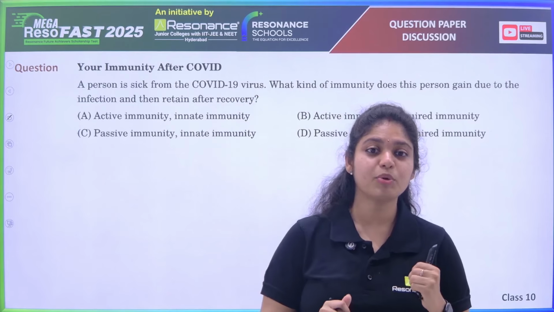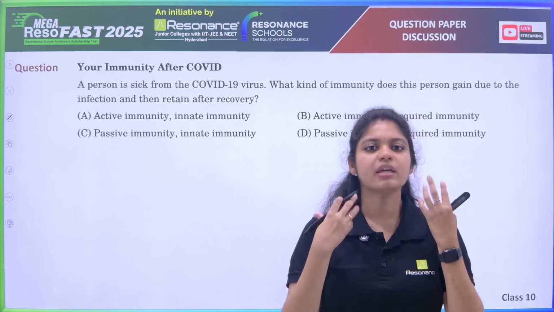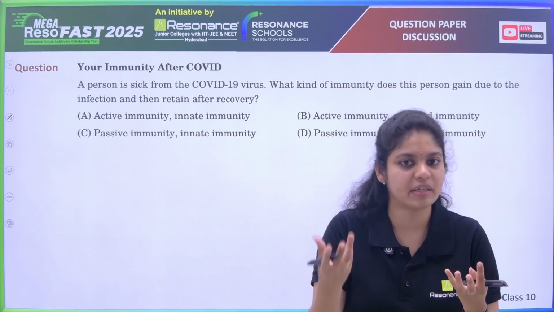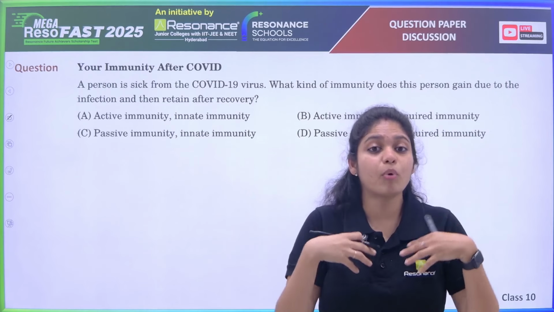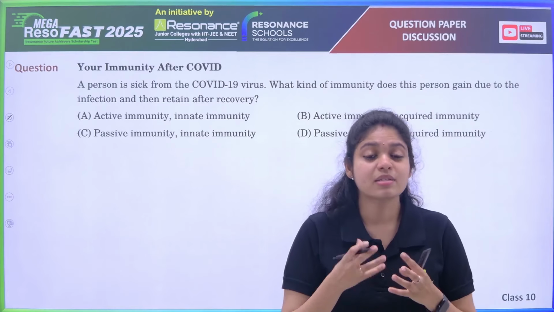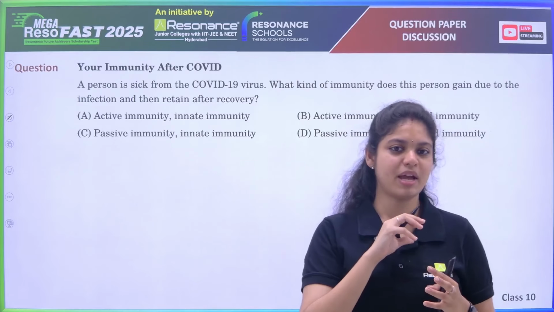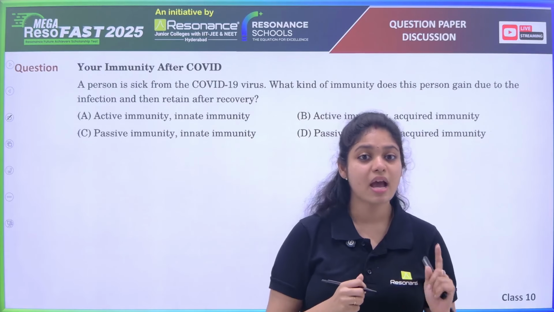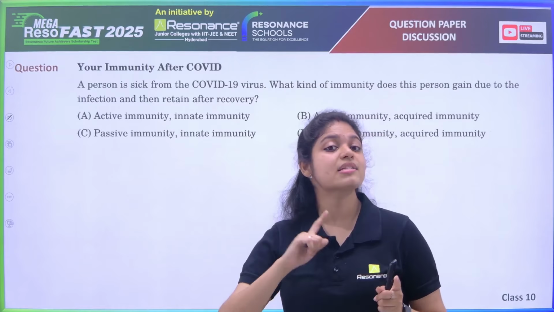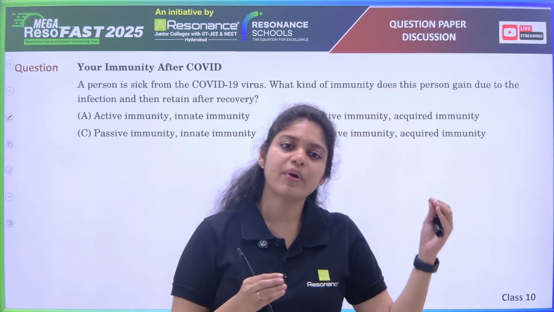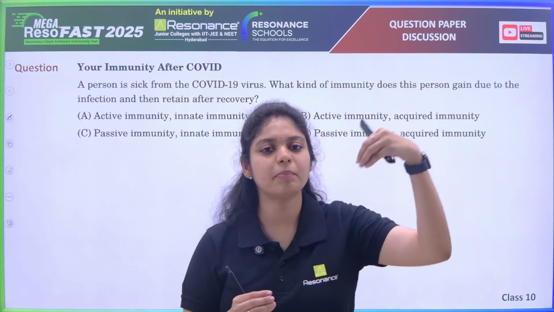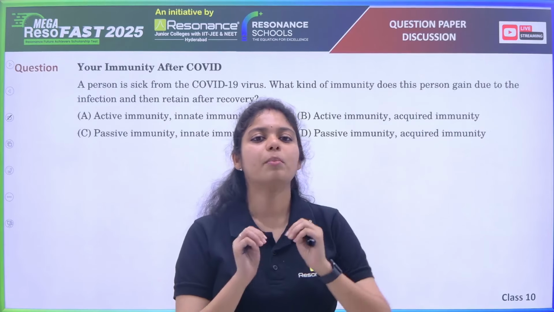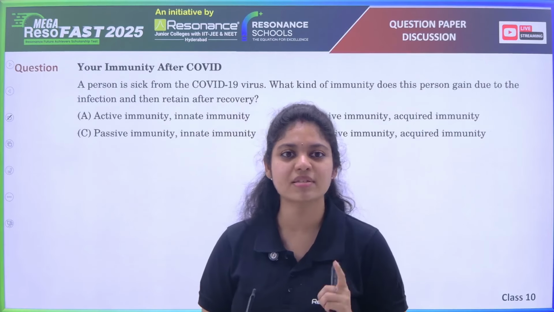What is active immunity? When the body is exposed to certain foreign antigens or pathogens, the body will start the production of antibodies. That is what is called active immunity. Whereas passive immunity is when ready-made antibodies are inserted into the body. That is what is called passive immunity.